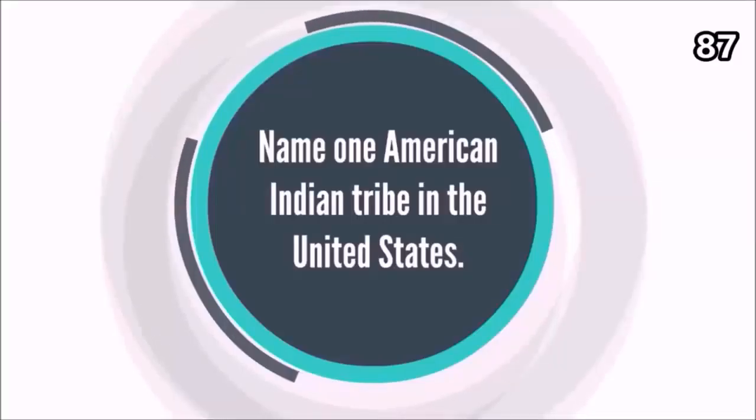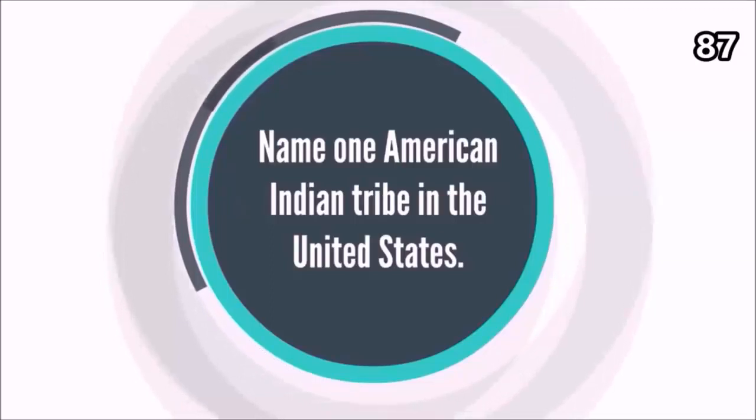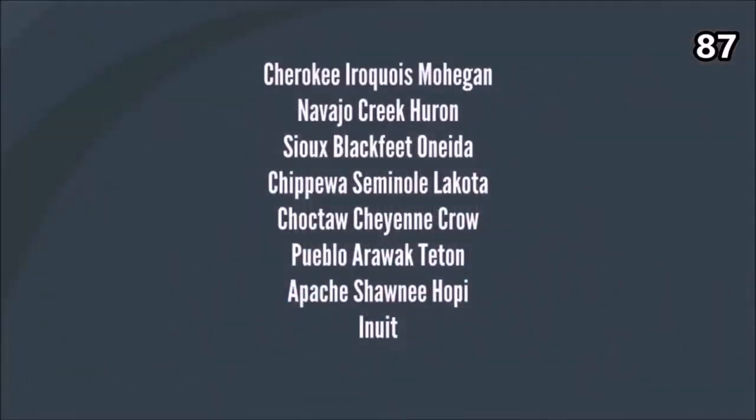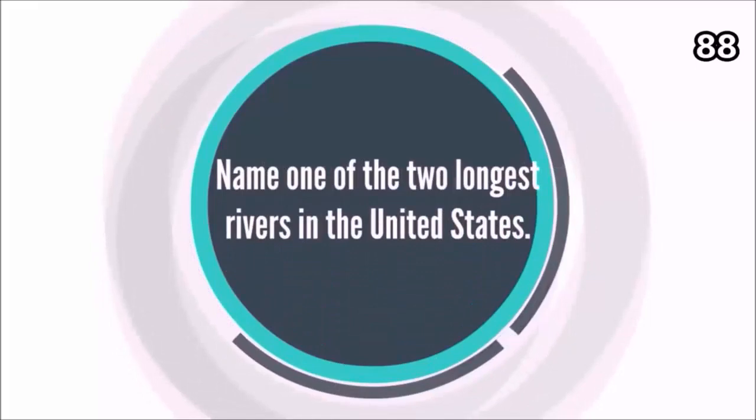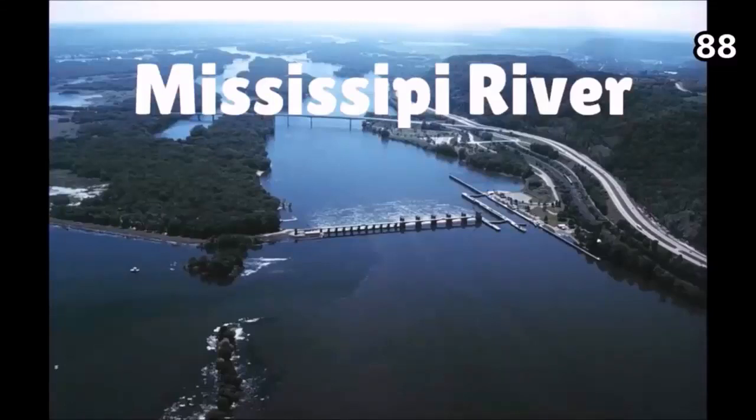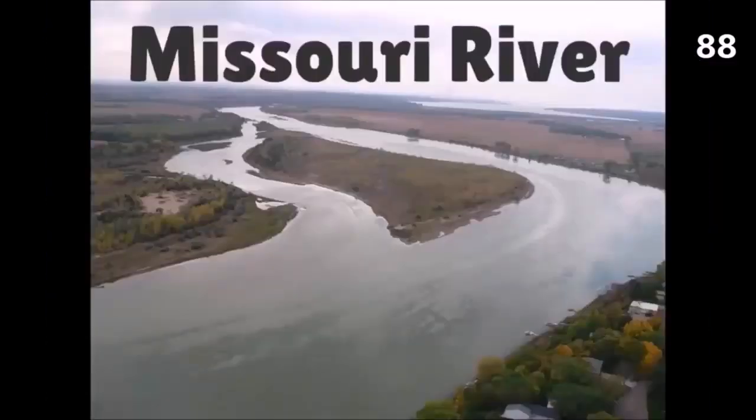Name one American Indian tribe in the United States. Cherokee, Iroquois, Mohegan, Navajo, Creek, Huron, Sioux, Blackfeet, Oneida, Chippewa, Seminole, Lakota, Choctaw, Cheyenne, Crow, Pueblo, Arawak, Teton, Apache, Shawnee, Hopi, Inuit. Name one of the two longest rivers in the United States. Mississippi River. Missouri River.